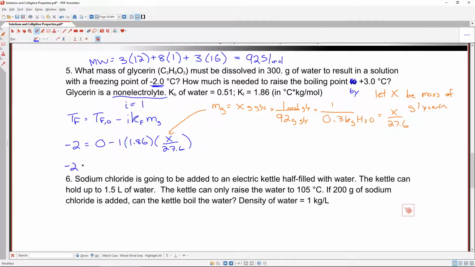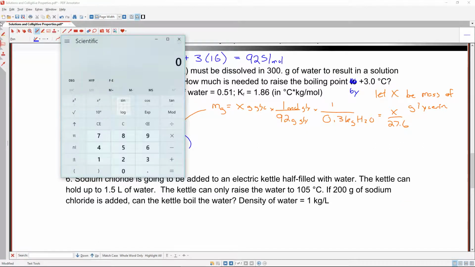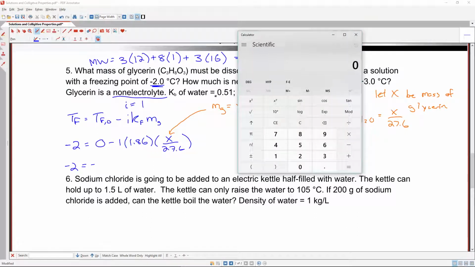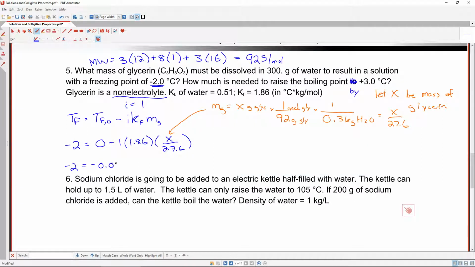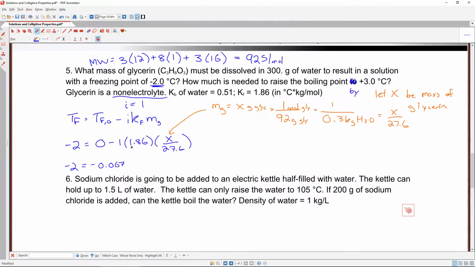Right, so we get minus 2 is equal to minus, let's go ahead and I'm making the mistake again of doing this with numbers right off the bat rather than working with just the variables to begin with. I have not learned from my own mistakes. But that's okay. Right, so 0.067. Let me just double check that because my brain. There we go. And then, so I divided 1.86 by 27.6, so I should have an x left over.